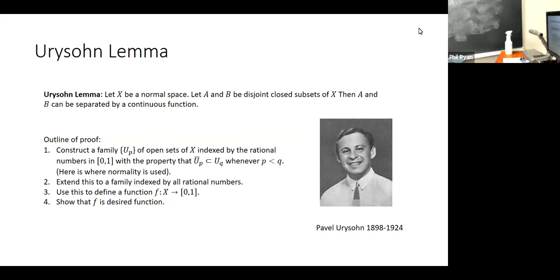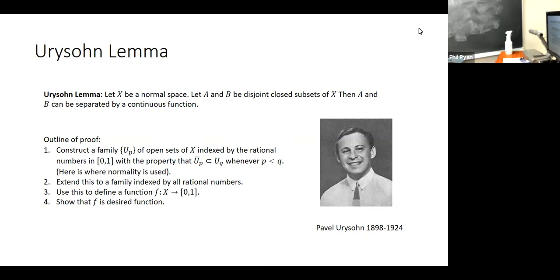And he did other things besides this. We're going to see his work on metric spaces. And he and Alexandrov were the ones who came up with the idea for what compactness should be. So he was a really bright and upcoming person.